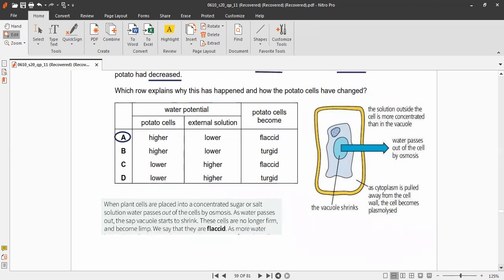When plant cells are placed into concentrated sugar or salt solution, water passes out of the cells by osmosis. As water passes out, the cell vacuole starts to shrink. The cells are no longer firm and become limp. We say that they are flaccid.